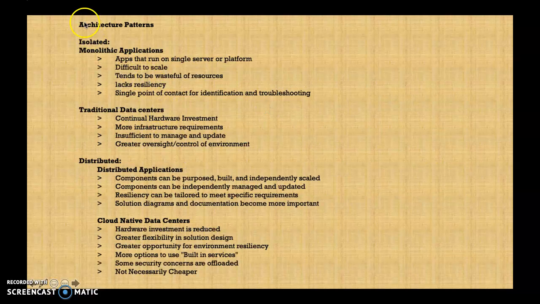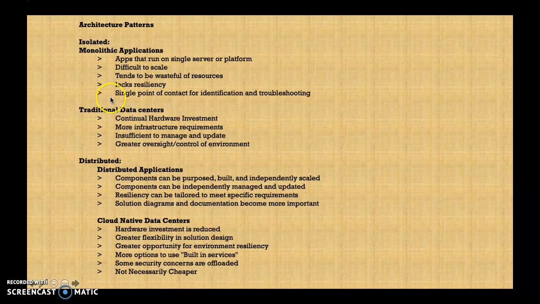So in architectural patterns, there are two kinds of architectural patterns that we have: isolated and distributed. Within isolated, you will find monolithic applications or traditional data center. Within monolithic applications, you will find apps that run on a single server or platform. There would be some applications that have legacy with respect to software or hardware, difficult to scale because of the legacy that they have, then tend to be wasteful of resources because of the resources they have right now.